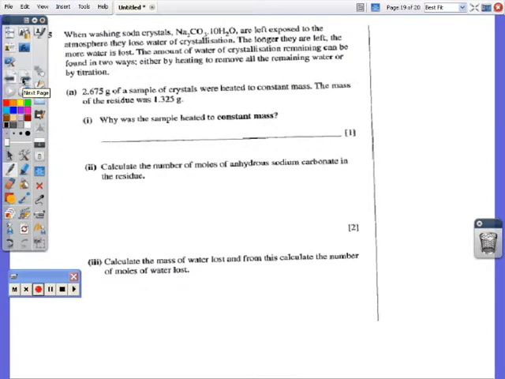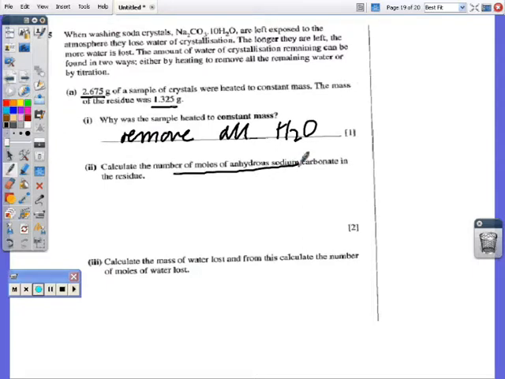Let's have a look at the second question, a similar question. So we had 2.65 grams of a sample of crystals heated to a constant mass. So again, we heated these hydrated crystals and we were left with 1.35. So why was it heated to a constant mass? To remove all the water. Calculate the moles of the anhydrous sodium carbonate. Well, sodium carbonate being Na2CO3, we have 23 plus 23 plus 12 plus 48. So we have an RFM of 106.